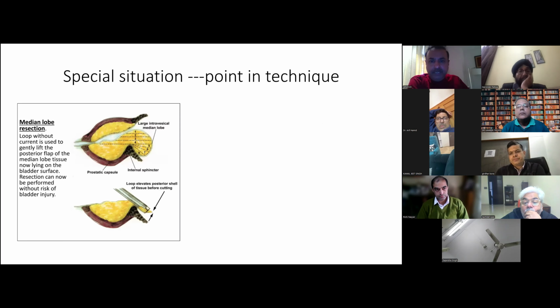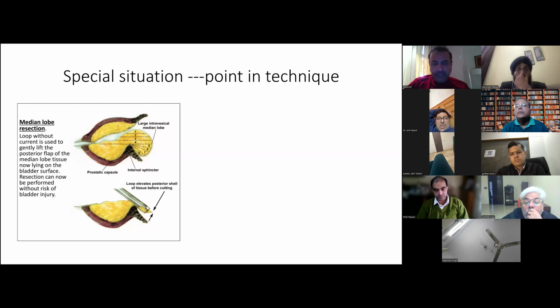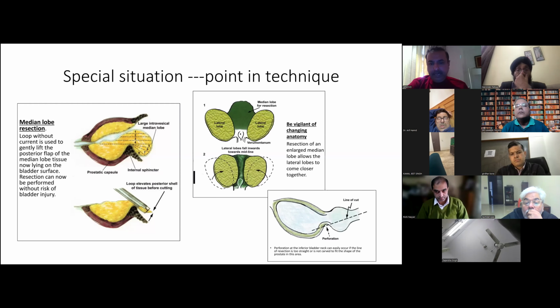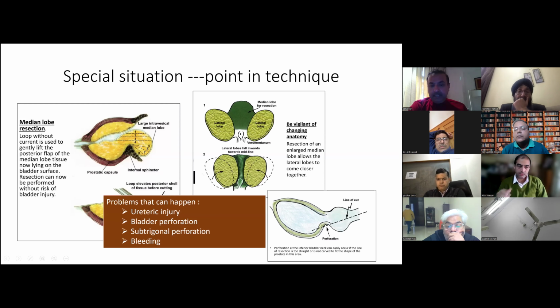The special situation point-in technique is a median lobe. If there's a large intravesical median lobe, if you are a beginner, then you should be very, very cautious how you are doing it. You have to lift the median lobe and then do it. And you have to keep yourself oriented to the prostatic tissue. If you are not, then you can easily land up in trouble by just cutting this. And what can happen is you can cause a ureteric injury.